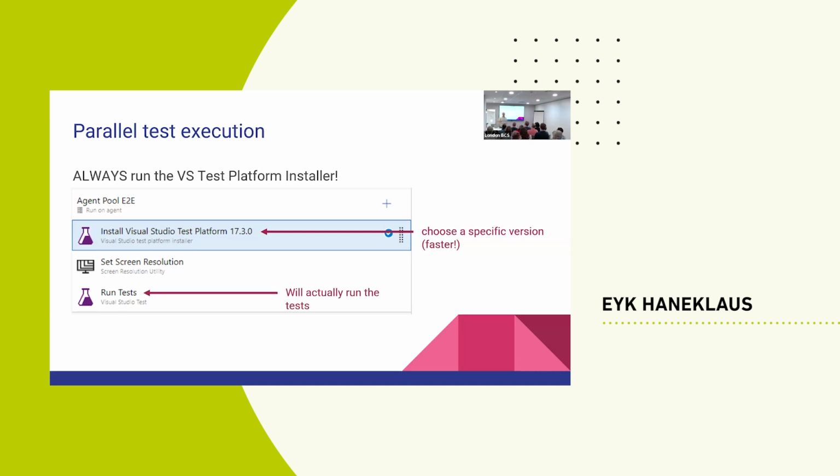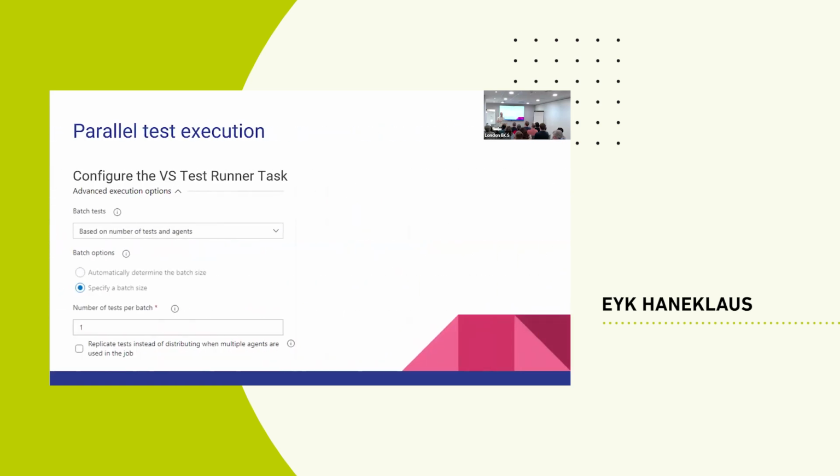And then the last one is the task that actually runs the tests. There is one thing that is important. You should set the number of tests per batch to 1. This ensures the best load balancing for this scenario. This means that there's no test agent with a queue of, for instance, 10 pending tests while another test agent is idling because it has nothing to do. So this is important for the load balancing.